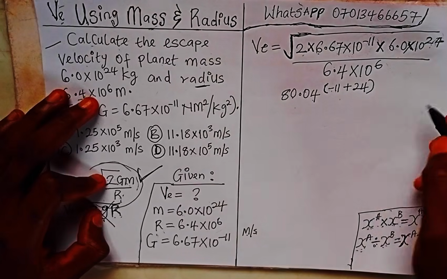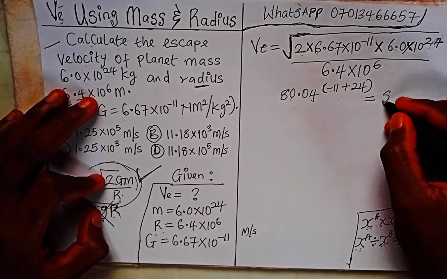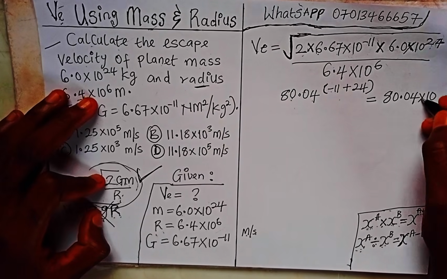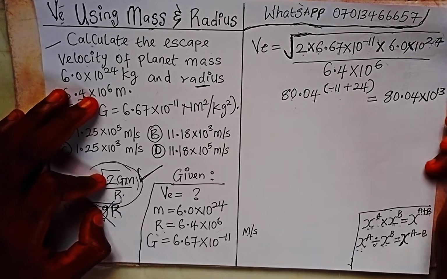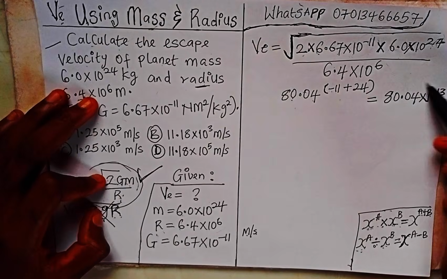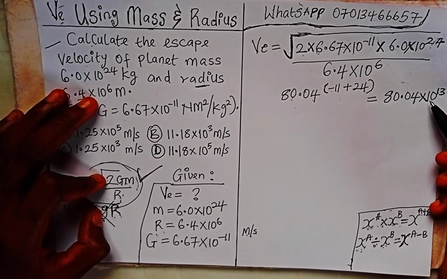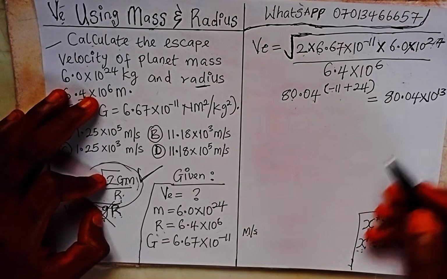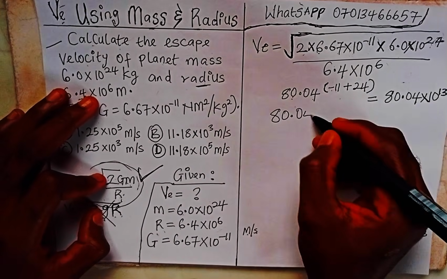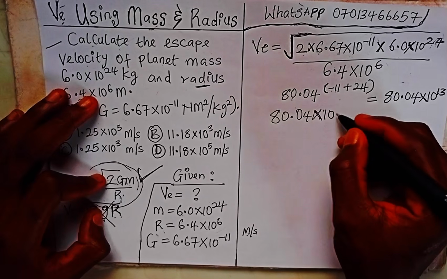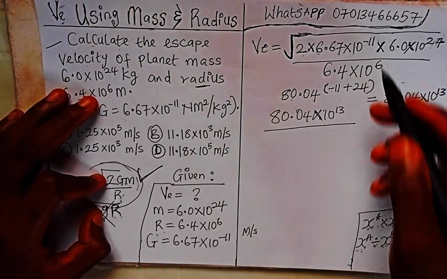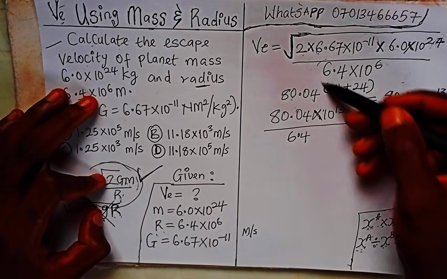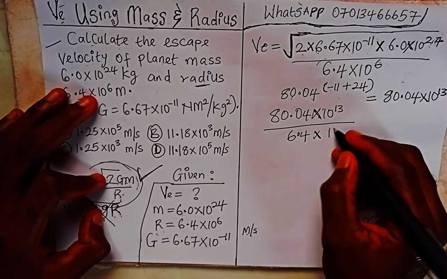So we'll be left with equal to 80.04 times 10 raised to power 13. Now this is what we get as our numerator. Alright. So what are we going to do next? We are now going to bring our denominator. So 80.04 times 10 raised to power 13 over, remember the roots there, over 6.4, our denominator, we bring down, times 10 raised to power 6.